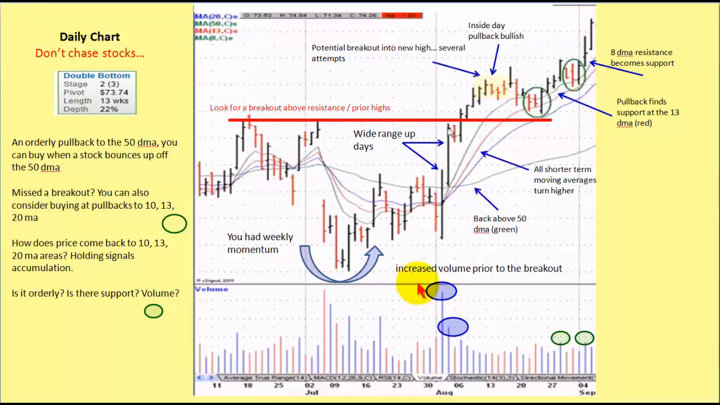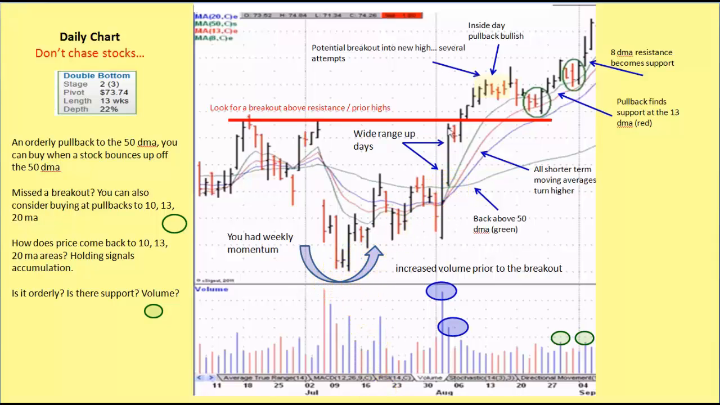Here you have a wide range bar. It closes finally above the 50 the next day, followed by a wide range bar. Both had strong closes, the second stronger than the first, and then you also had increasing upside volume. And this was all prior to the breakout above resistance and into new highs. Additionally, before that happened, you had this upward momentum on a day-to-day basis here.